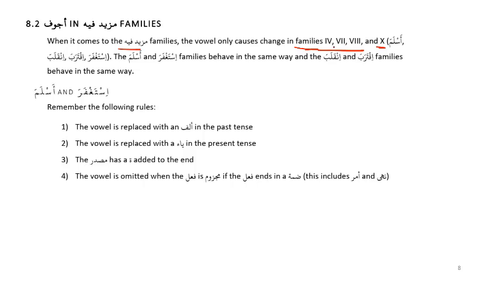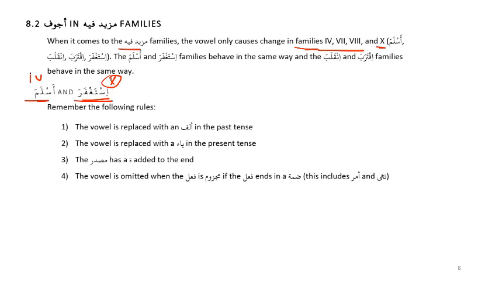So very briefly, if we look at these two families, aslama and istaghfara. So aslama is family 4, and this in our example was the akrama yukrimu family. So akrama yukrimu ikraman, and that is the babe if'al. And then istaghfara, this is actually family 10, and in our example this was istansara yastansiru istinsaran, or here it is istaghfara yastaghfiru istighfaran. So this is family 10.